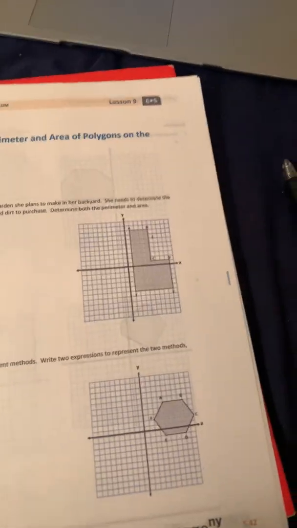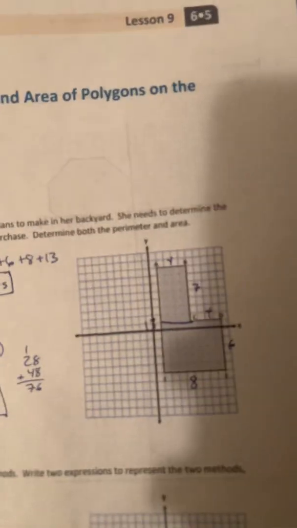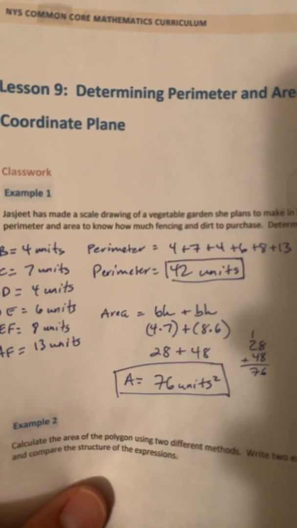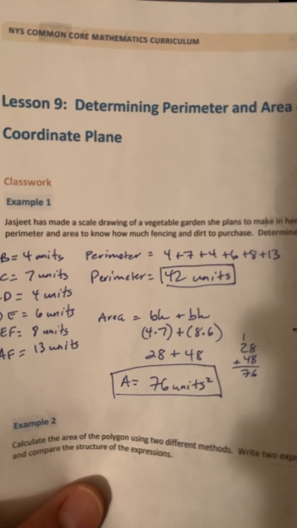All right, that's lesson 8. Now we're moving on to lesson 9. Lesson 9 is determining the perimeter and the area of polygons on the coordinate plane. We did begin it, remember, during our virtual classroom, but I'm still going to go over it a little bit.